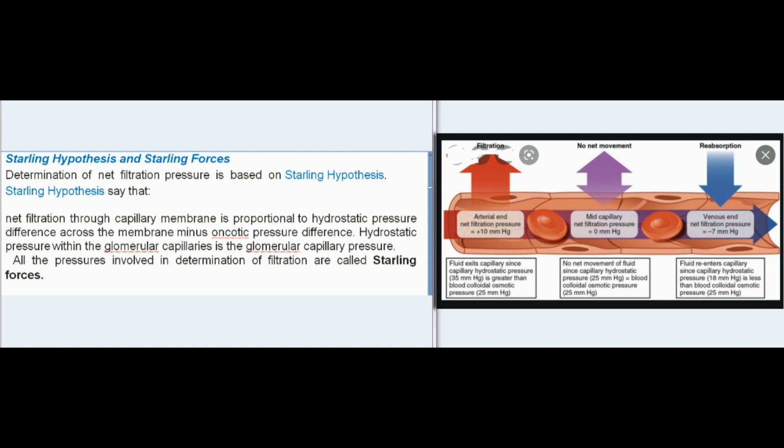The Starling hypothesis says that net filtration through a capillary membrane is proportional to the hydrostatic pressure difference across the membrane minus the oncotic pressure difference. Hydrostatic pressure within the glomerular capillaries is the glomerular capillary pressure. All the pressures involved in determination of filtration are called Starling forces.